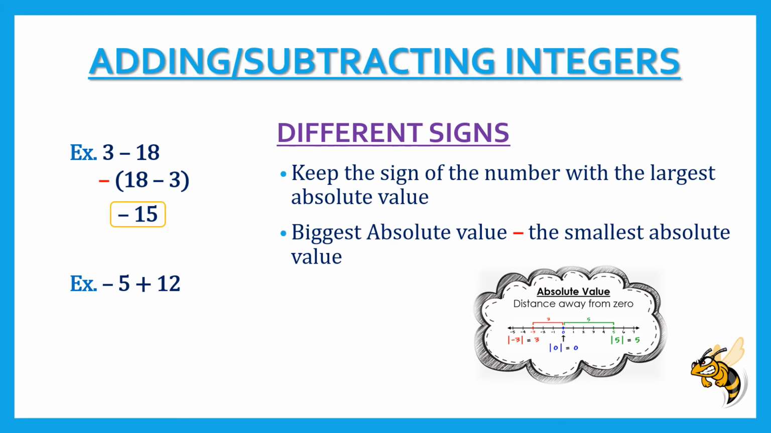Example, -5 plus 12. The absolute value of -5 is 5. The absolute value of positive 12 is 12. 12 is larger than 5, so therefore my answer will end up being positive. And it's going to be 12 minus 5. 12 minus 5 is 7, so my final answer is positive 7.